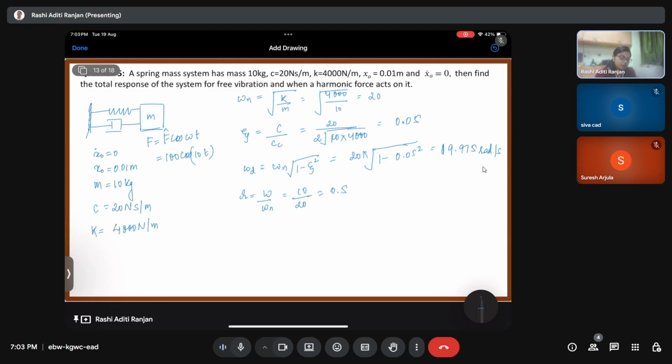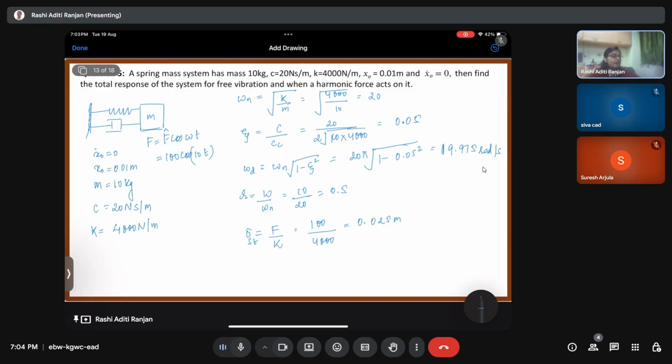Okay, for finding the solution for a damped system under harmonic excitation, we need to find delta st, which is the static deflection, given by nothing but f by k. So 100 divided by 4000. This will give 0.025 meter. Okay, and what else? Eta we have found out, omega n is done, omega d is done, r is done, delta st is done. These are the things that we would want.